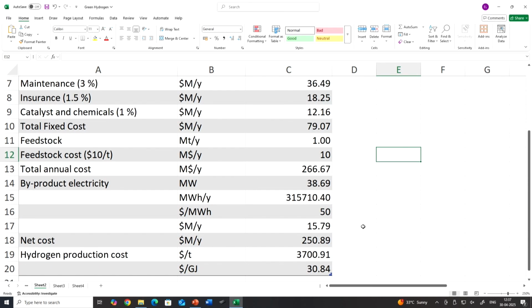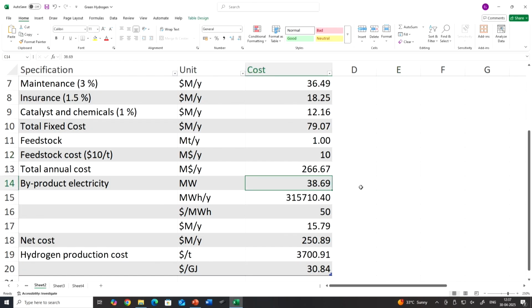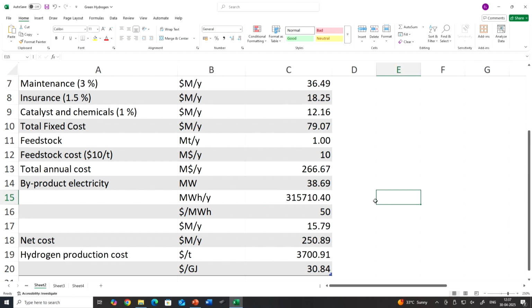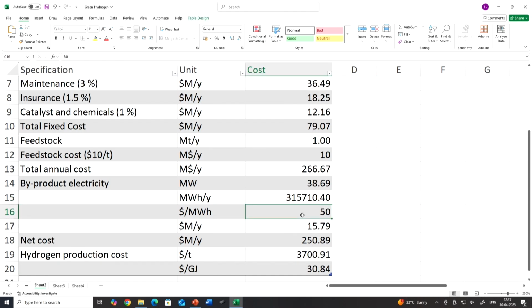Then in this case, I am also going to produce significant excess energy in the form of electricity. As we have discussed in the last slide, there could be an excess electricity of the tune of 38.69 megawatt. If I am able to use this plant for 24 hours and 340 days, this is the amount of electricity that I can generate and can use for other purposes. Again, I am taking a nominal price of electricity as in the previous case studies as $50 per megawatt hour. This gives us a revenue of around $15.79 million a year.